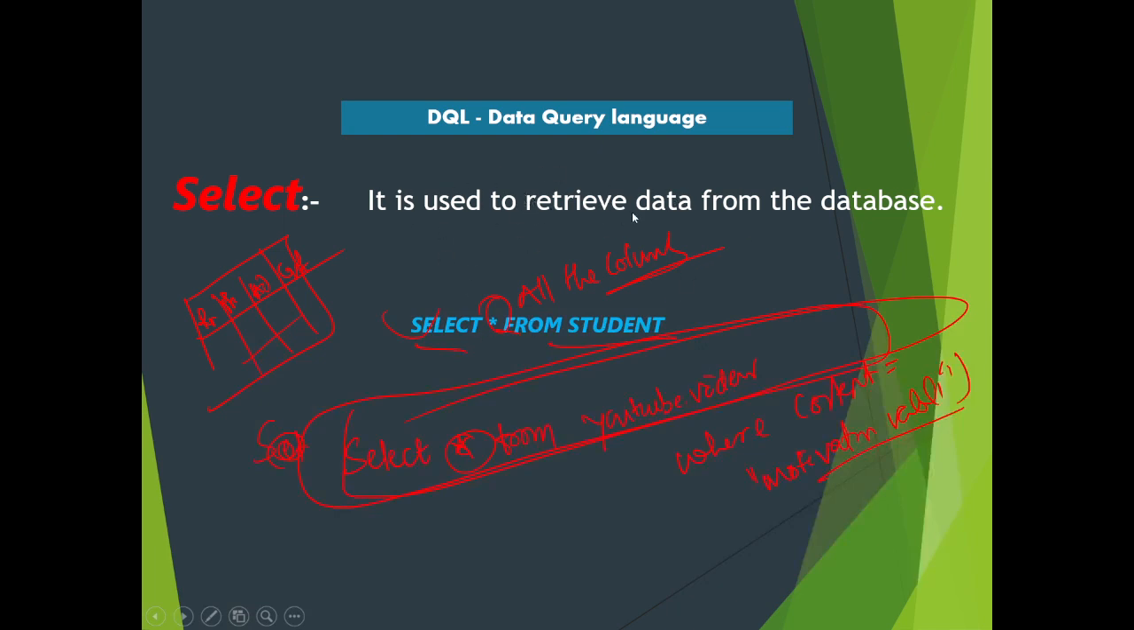I have told you retrieve has different meanings. Retrieve, some people say fetch, display, read, or get. Can you get this data? Can you show me this data? Can you show me all the movie names? Anybody can ask you anything. So retrieve means getting the data from the table and showing it.